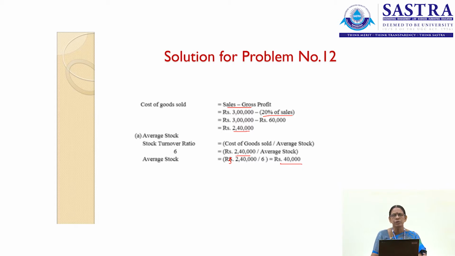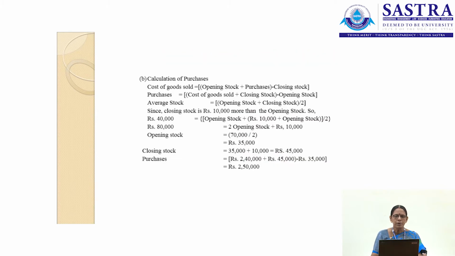What is your average stock now? Opening stock plus closing stock by 2. Now we have a hint here. Opening stock and closing stock are to be calculated with the information given in the problem. Closing stock is 10,000 more than the opening stock. Now 40,000 is equal to opening stock plus 10,000 plus opening stock divided by 2. So this is your closing stock, opening plus 10,000. So this 2 is brought to the left hand side, 40,000 into 2 will get 80,000 rupees. Now opening stock plus opening stock plus rupees 10,000, because we have 2 opening stocks here.